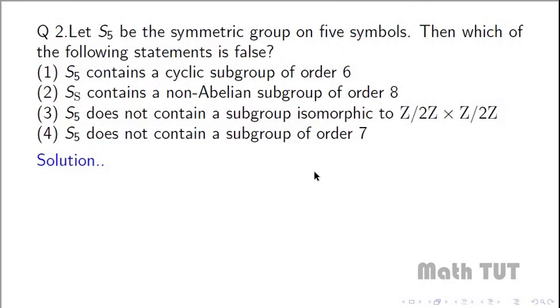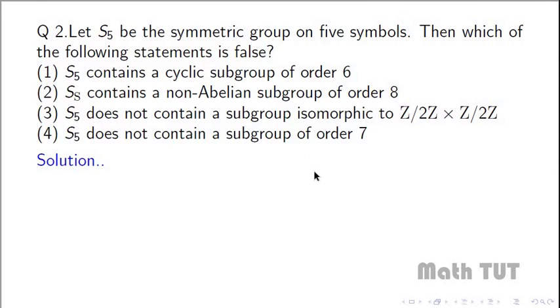The next question is based on the symmetric group on 5 symbols. We are asked to find which of the following statements is false. First option: S5 contains a cyclic subgroup of order 6. Second option: S5 contains a non-abelian subgroup of order 8. Third option: S5 does not contain a subgroup isomorphic to Z/2Z direct product Z/2Z. And the fourth option: S5 does not contain a subgroup of order 7.